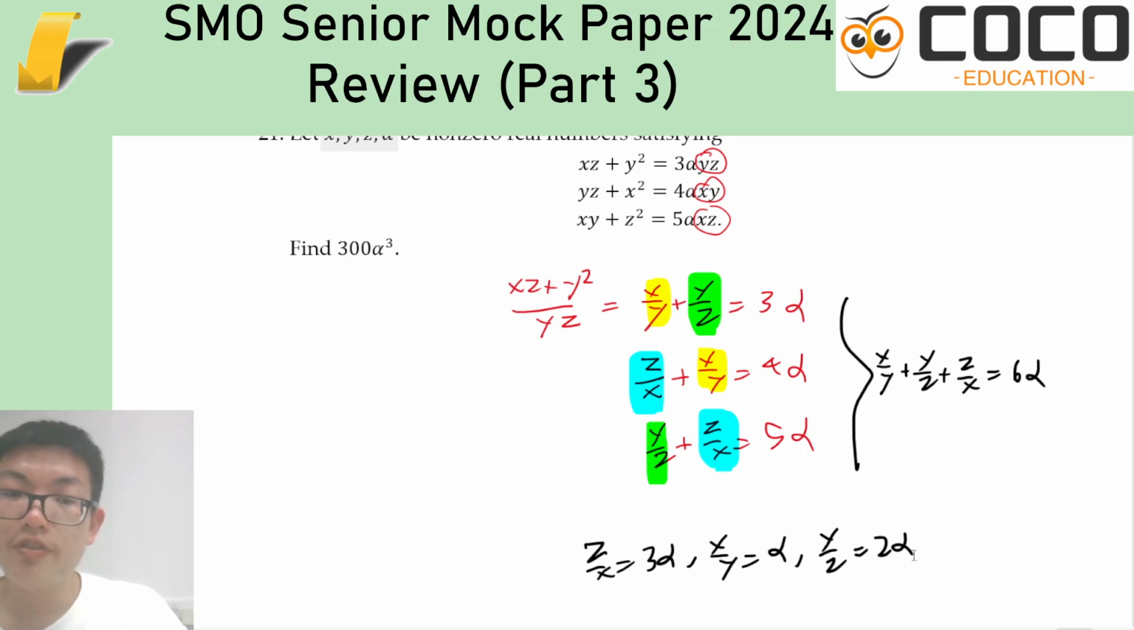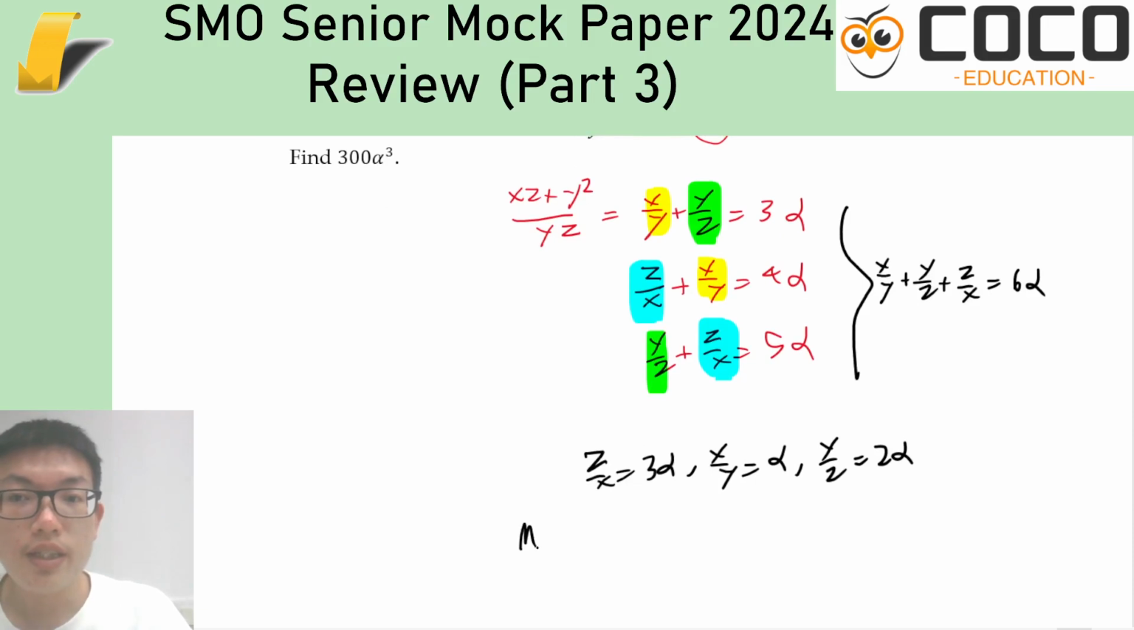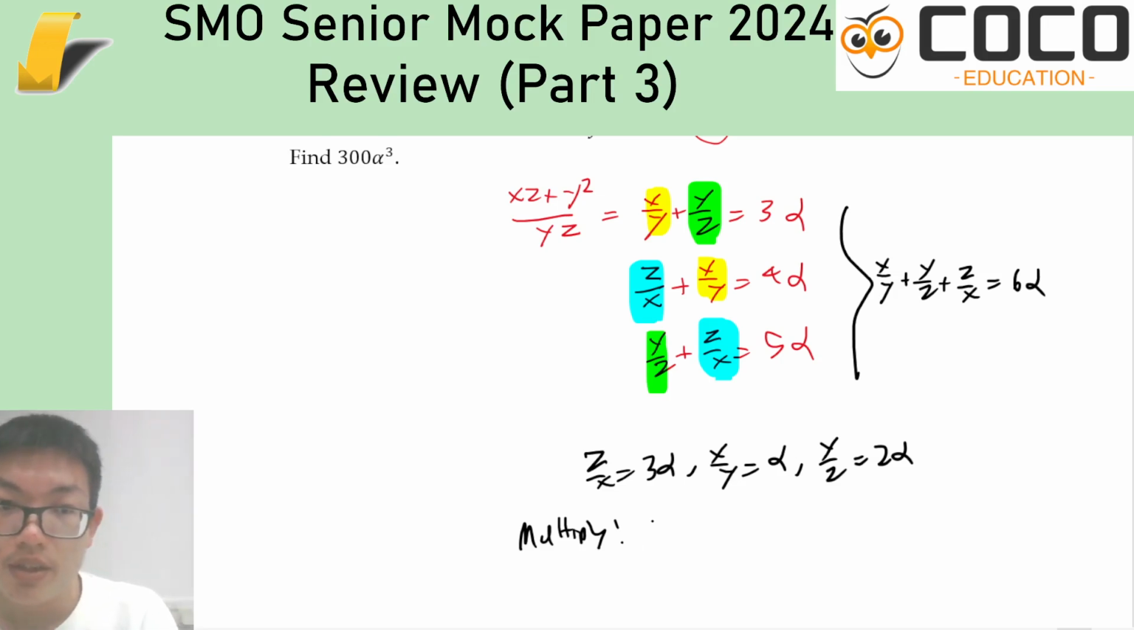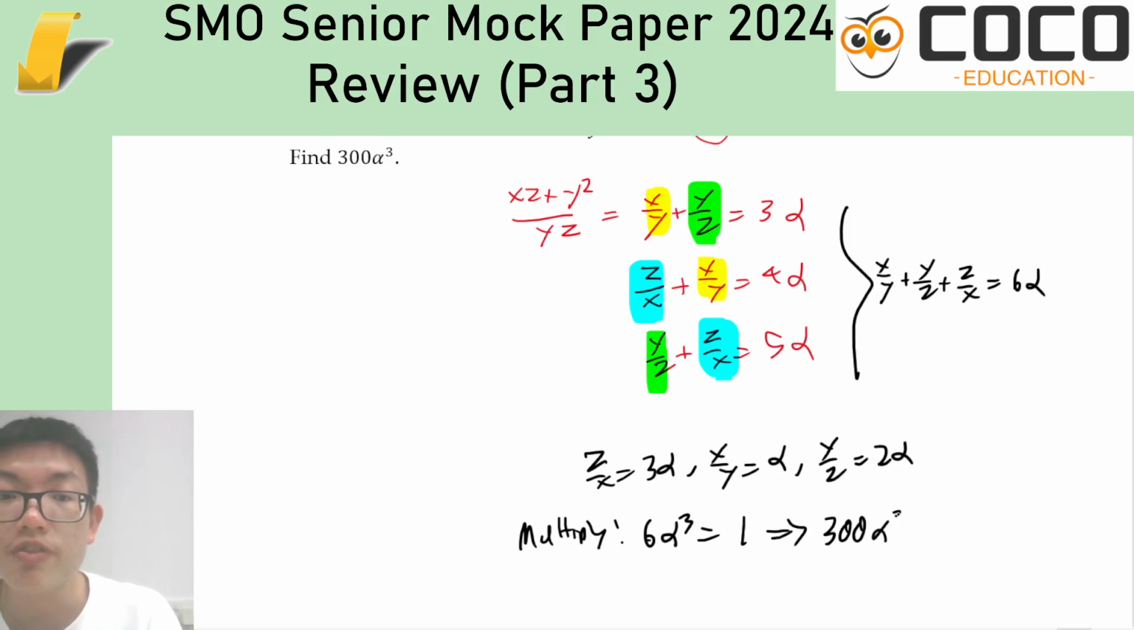At this point, you realize that you can just multiply these together, and that's the other thing that we often do. So when you have got symmetric looking equations, we add them all together, multiply them all together, or divide the whole thing. Do not just substitute here and there and make it look more and more messy. Make use of the niceness of the equations. So 6 alpha cubed equals 1, and your answer is that 300 alpha cubed is 50.